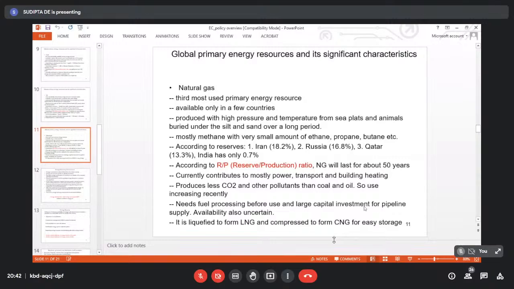Anyway, natural gas is available in only a few countries, which is a similar problem to that of oil as a fossil fuel. The similar problems are there in natural gas too. It is produced with high pressure and temperature from sea plants. In fact, the genesis or origin of the formation of these two fossil fuels, oil and gas, are very close to each other.